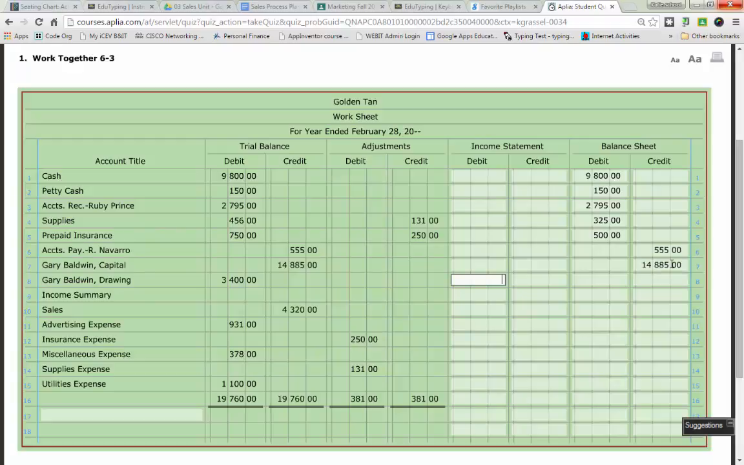Gary Baldwin drawing now. Caleb. Gary Baldwin drawing. Account classification. Owner's equity. Income statement or balance sheet? Try again. Income statement or balance sheet? Yes. Why? Because it was a 50-50 guess and the first one was wrong? All right, I like that.